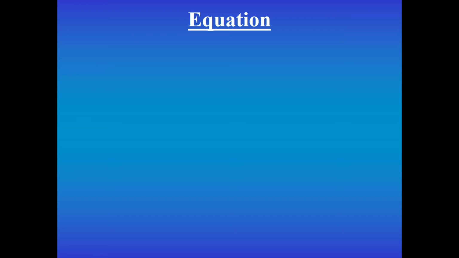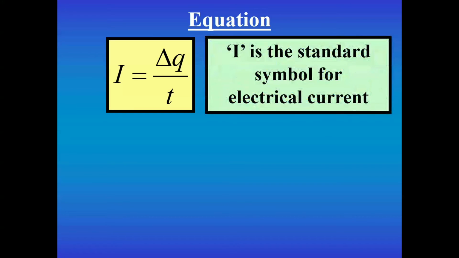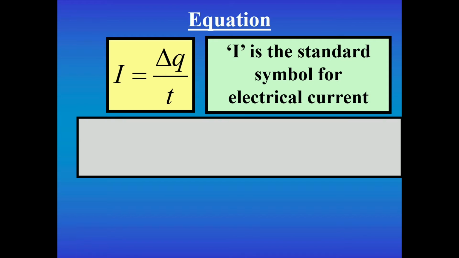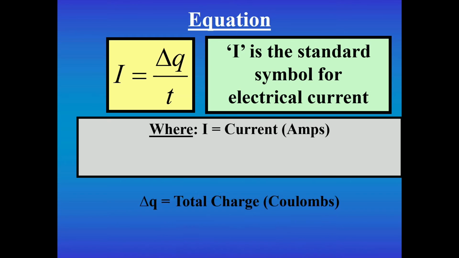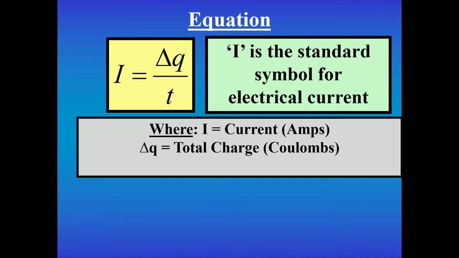Now let's take a look at the equation for current. This is also in our reference table. It's going to be I equals delta Q over T. In this case, I is the standard symbol for electrical current. If you remember, delta Q is our symbol for charge in coulombs, and T is still going to be time in seconds. So we can see how on the left side it'll be amps, and on the right side coulombs per second, working out to exactly what we thought it would.